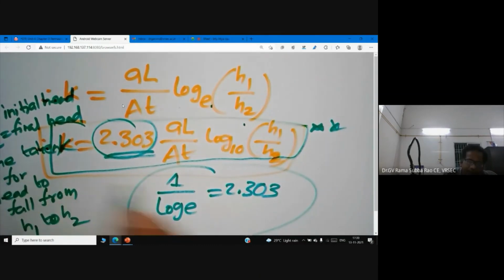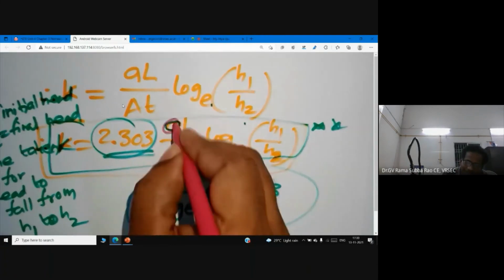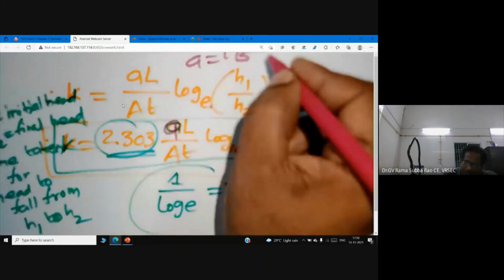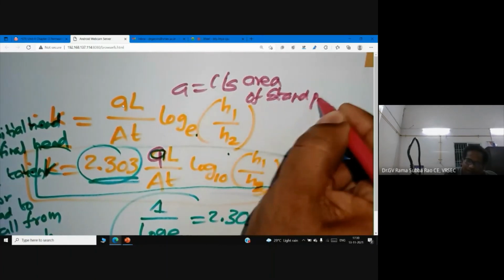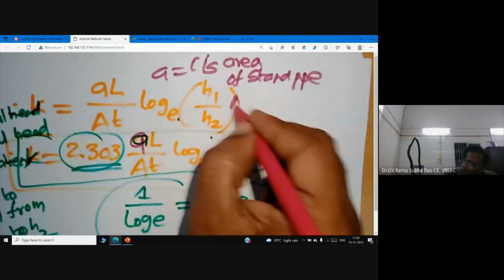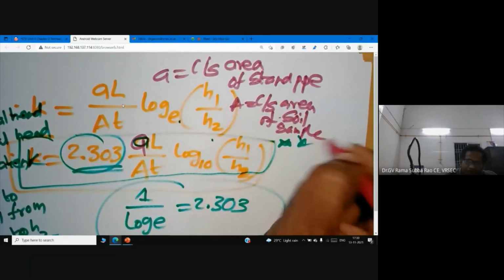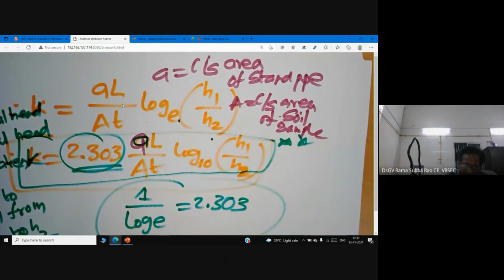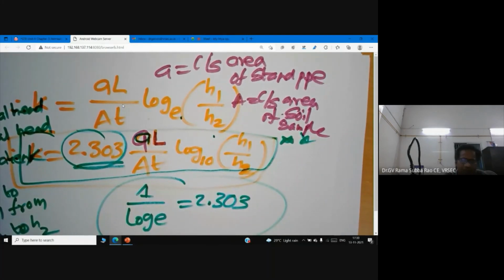What is small a? Small a is the cross-sectional area of the standpipe. What about capital A? Capital A is the cross-sectional area of the soil sample, which is pi by 4 D square. The diameter of the mold in this experiment is 10 centimeter, so that is the diameter of the soil sample. The length of the sample is 5 inches, which gives 12.7 centimeter, as 1 inch is 2.54 centimeter.